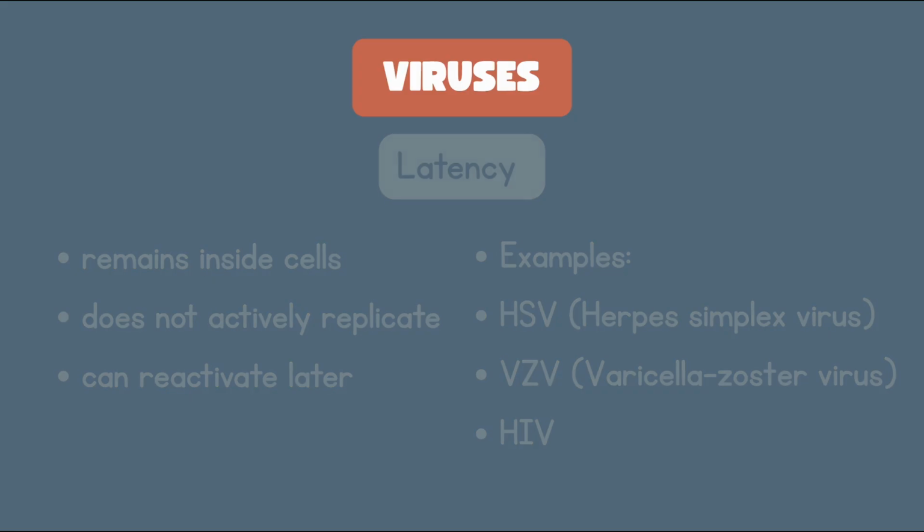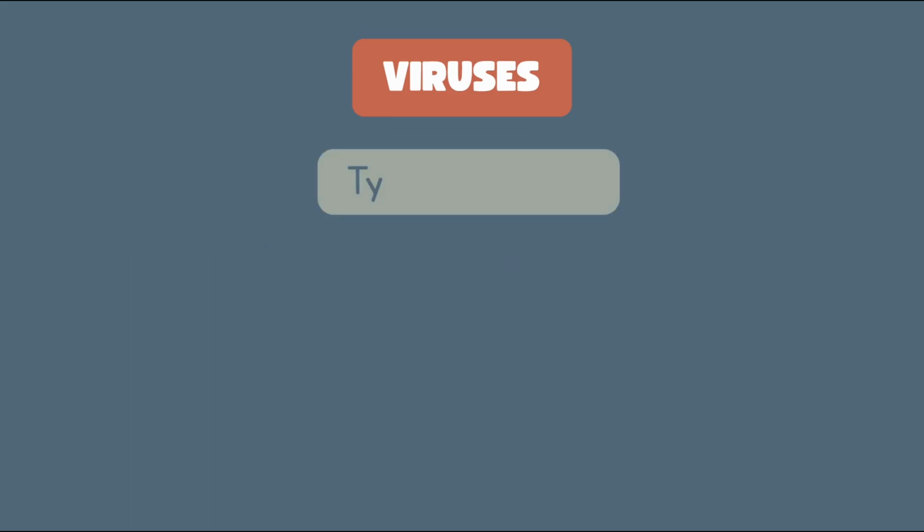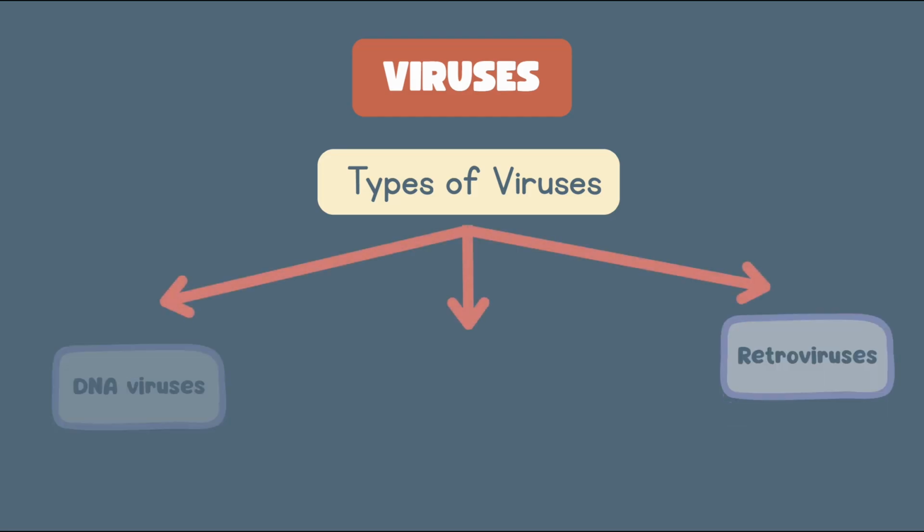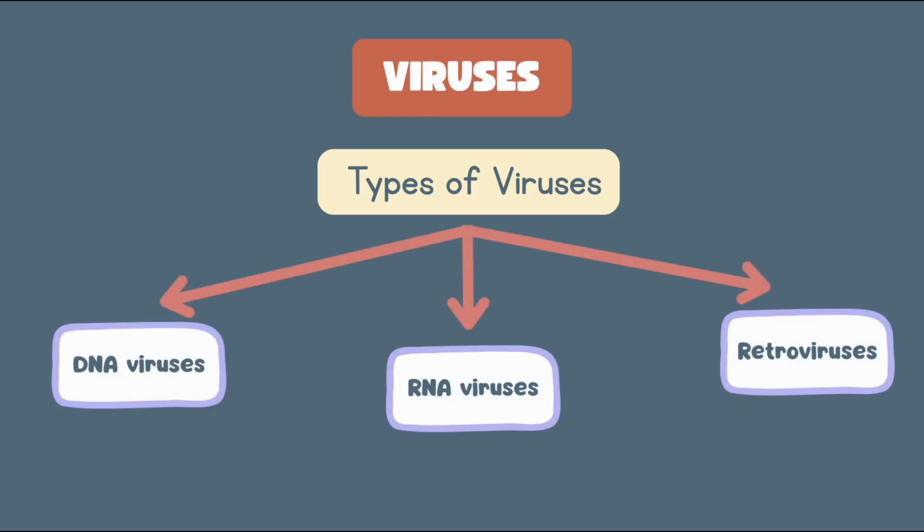Now let's have a look at the types of viruses. We can divide viruses based on their genome into three groups: DNA viruses, RNA viruses, and retroviruses. Before we talk about the details of these viruses and what's so different about them, let's just have a basic understanding of a concept: all viruses must produce mRNA. And why do they all need to produce mRNA?